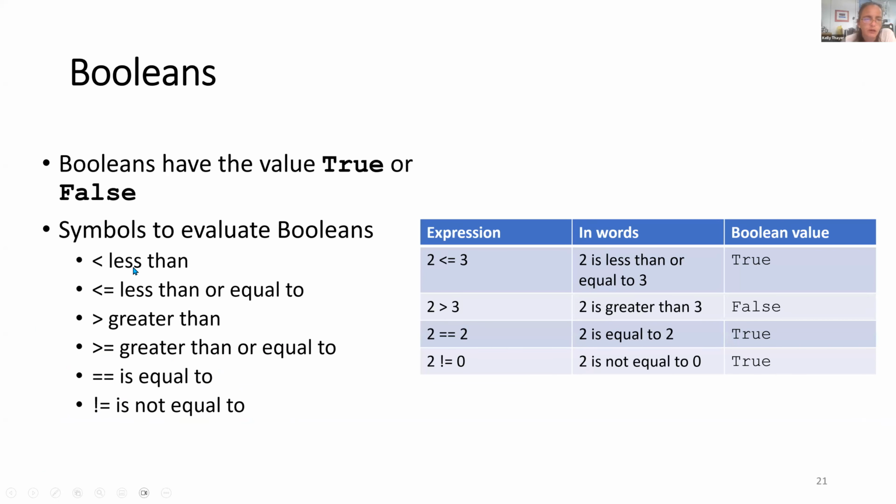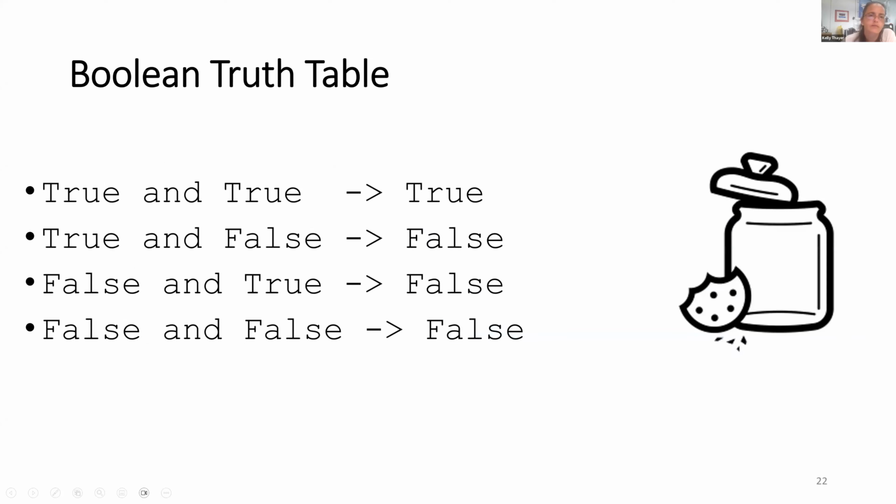The symbols to evaluate Booleans are less than or equal to, greater than or equal to, is equal to, or is not equal to. Here are some examples of expressions, which I've also written out for you in words, and then evaluated to either true or false. So 2 is less than or equal to 3, which of course is true. 2 is greater than 3, that's not right, false. 2 is equal to itself, that's true. And 2 is not equal to 0, which is also true.